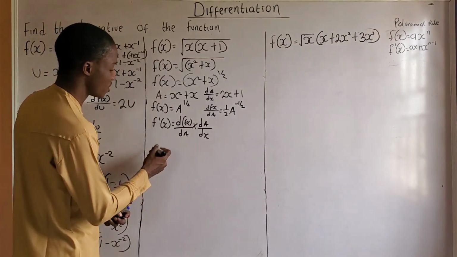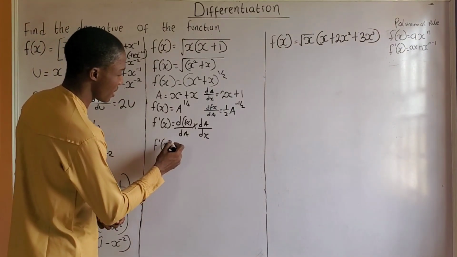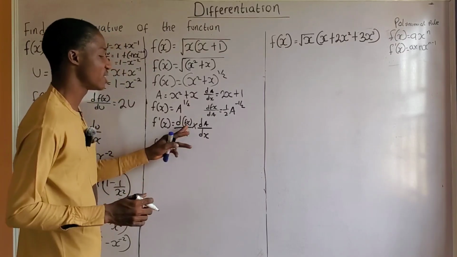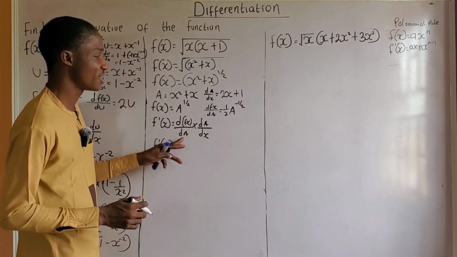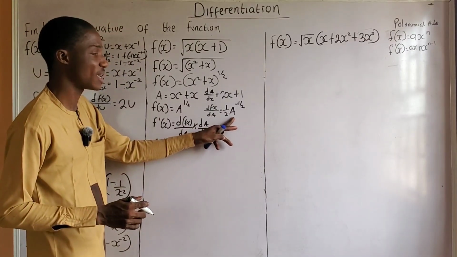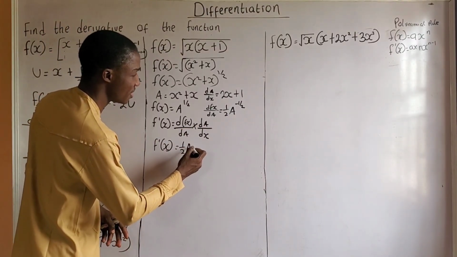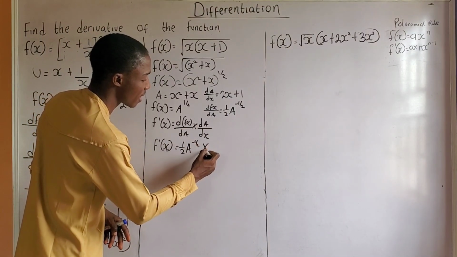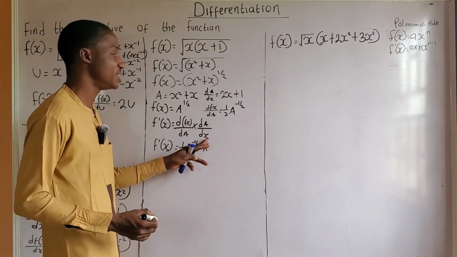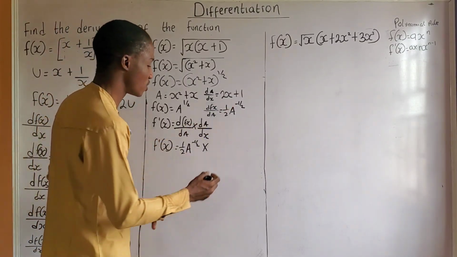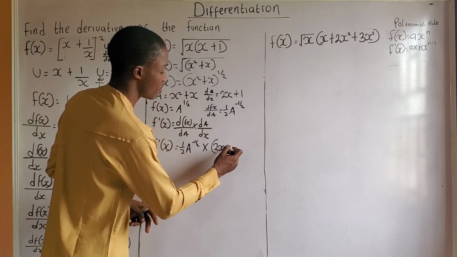Now, having gotten to this point, derivative of f of x is equals to derivative of f of x with respect to a, which is what? 1 over 2 times a raised to the power of negative 1 over 2 multiplied by da over dx. The da over dx is what? 2x plus 1. So I'm going to have multiplied by 2x plus 1.